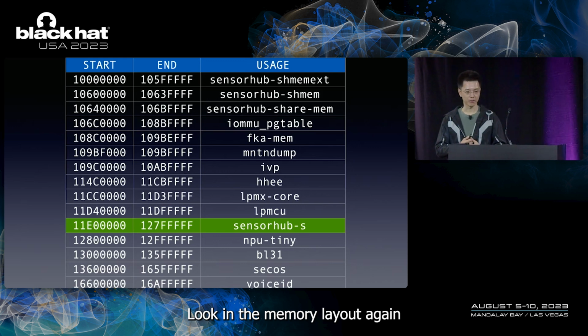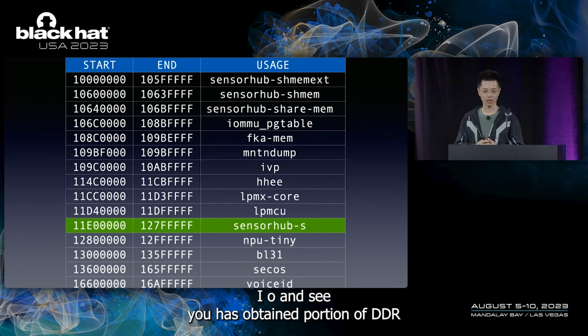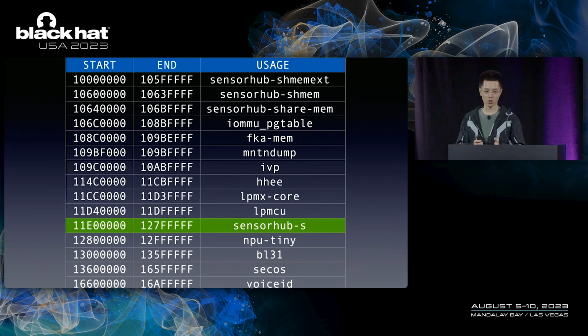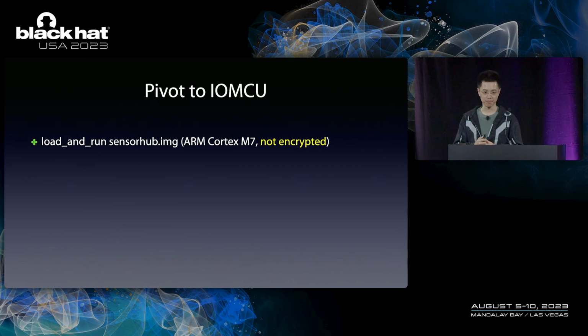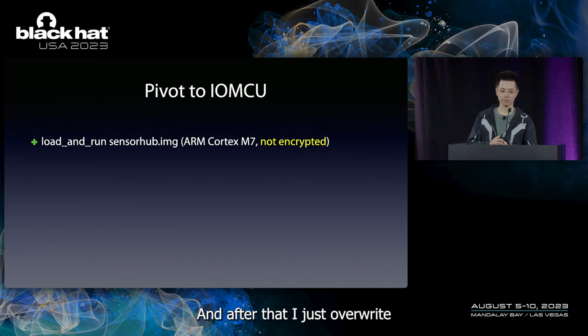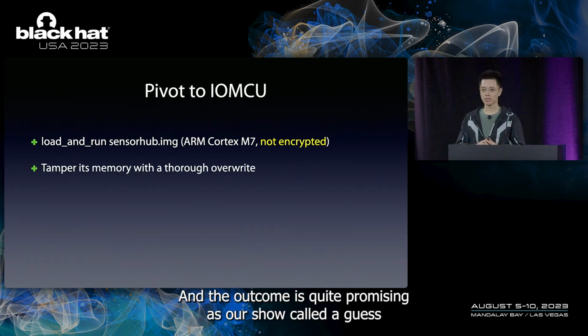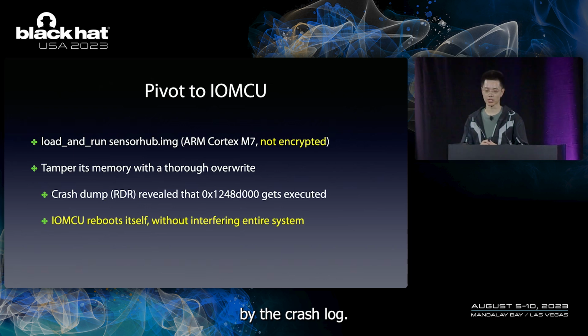Looking at the memory layout again, it appears that the IOMCU has obtained a portion of DDR for its firmware. And since this firmware is not encrypted, we can quickly analyze its code logic and infrastructure. And after that, I just override its memory and see what's happening. And the outcome is quite promising, as our shellcode gets executed almost immediately, as indicated by the crash log.